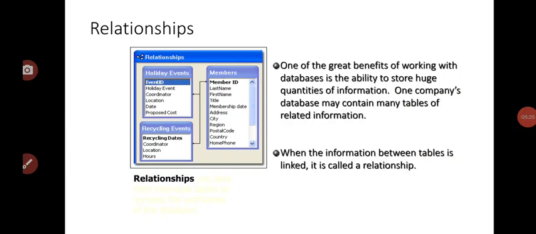Relationships. One of the greatest benefits of working with a database is the ability to store huge quantities of information, and one company's database may contain many tables of related information. When the information between the tables is linked, it is called a relationship. So we have to maintain or interlink these several tables available in the database management system for efficient retrieval of information for the users.